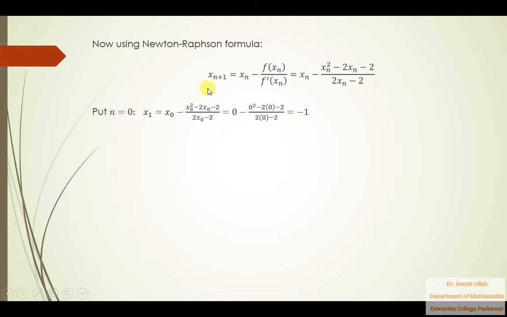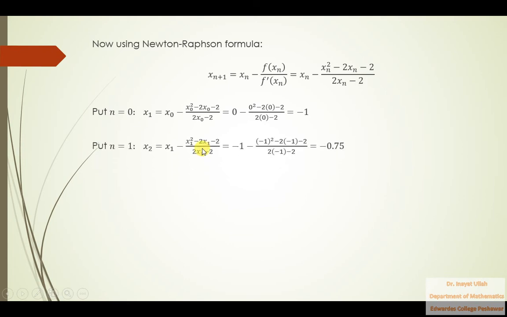Whenever n is equal to 0, from the left hand side we will get x1, and on the right hand side we will get x naught. All these will become x naught. But we know that x naught is equal to 0, so replacing x naught by 0 in these three values and calculating this fraction, we will get minus 1. So x1 is equal to minus 1. That is the same criteria as discussed in the simple iterative method.